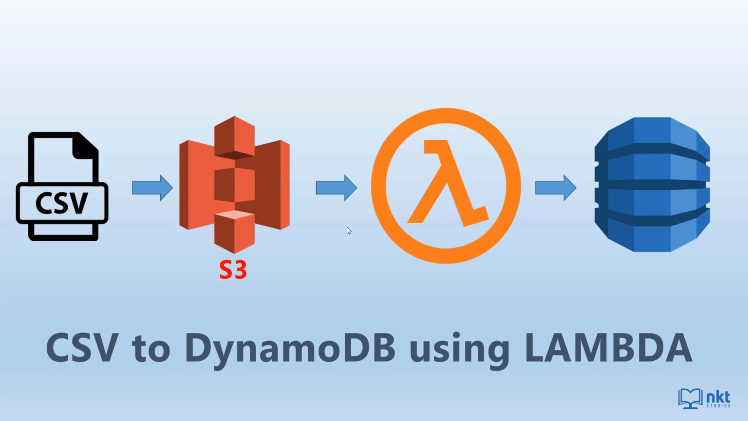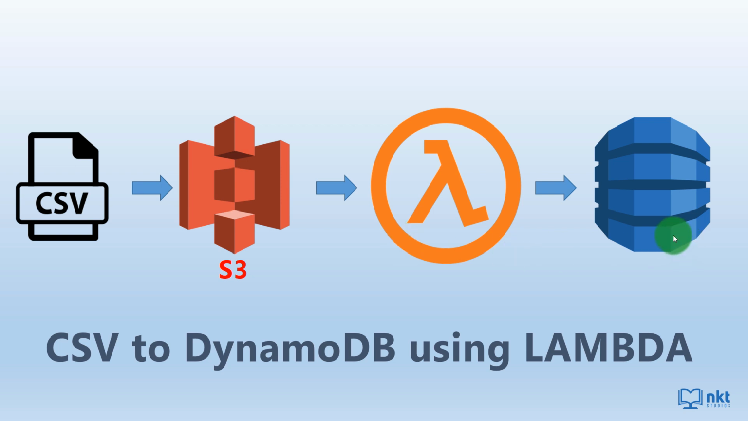In this CSV to DynamoDB Lambda tutorial, I'm going to show you how to take information in a CSV file and persist it into an AWS DynamoDB table using Lambda. So basically this is how it's going to work. We'll have an S3 bucket, a Lambda function, and a DynamoDB table. When a new file, that is a CSV file, is added to the S3 bucket, our Lambda function will be invoked and it will read the CSV file. After reading the CSV file, it will then persist the information into the DynamoDB table.